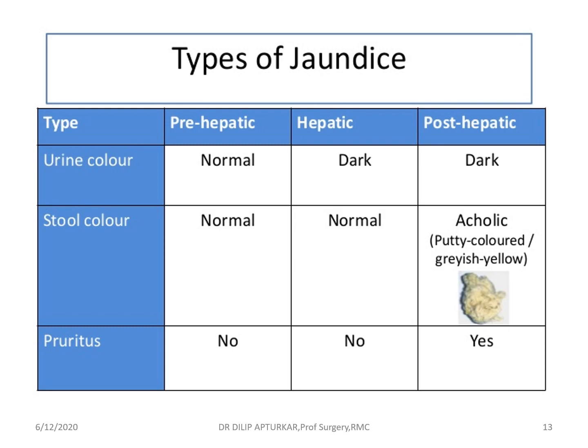Stool color: in prehepatic, there is increased bilirubin reaching the intestine, so stool color is normal. In hepatic jaundice, again the stool color is normal. In post-hepatic, the bile is not reaching the intestine. It is not getting converted into stercobilinogen by intestinal flora. So stool becomes grayish, yellow, whitish. That is called acholic stool. Pruritus is absent in prehepatic and hepatic. It is present in post-hepatic jaundice.